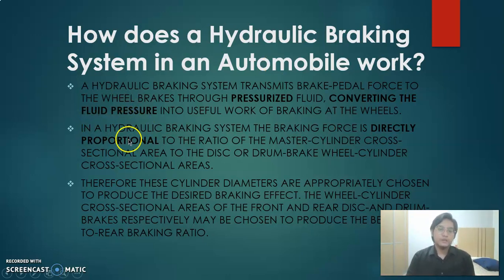So in a hydraulic braking system, the braking force is directly proportional to the ratio of the master cylinder cross-sectional area to the disc or drum brake wheel cylinder cross-sectional areas. These cylinder diameters are appropriately chosen to produce the desired braking effect. Points number 2 and 3 I will explain later, since there's an equation to derive the size of the area of pistons, the force exerted, and so on.